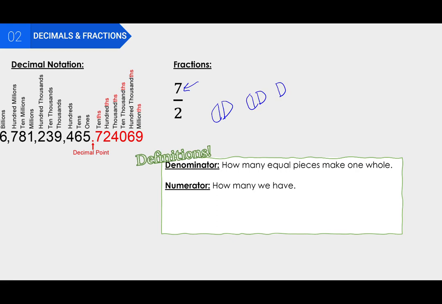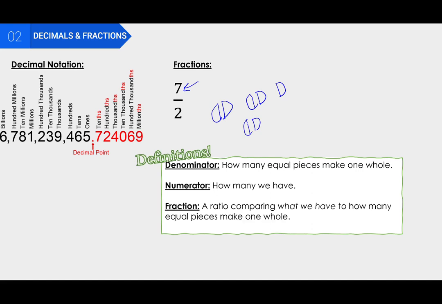So a fraction, putting that all together, oops, I need 2 more halves. Putting that all together in the definition, a fraction is a ratio that compares what we have of those equal pieces to how many equal pieces make one whole. So in this case, 2 halves make one whole. We have 7 of them. We could also write that as 1, 2, 3, and 1/2 left over.